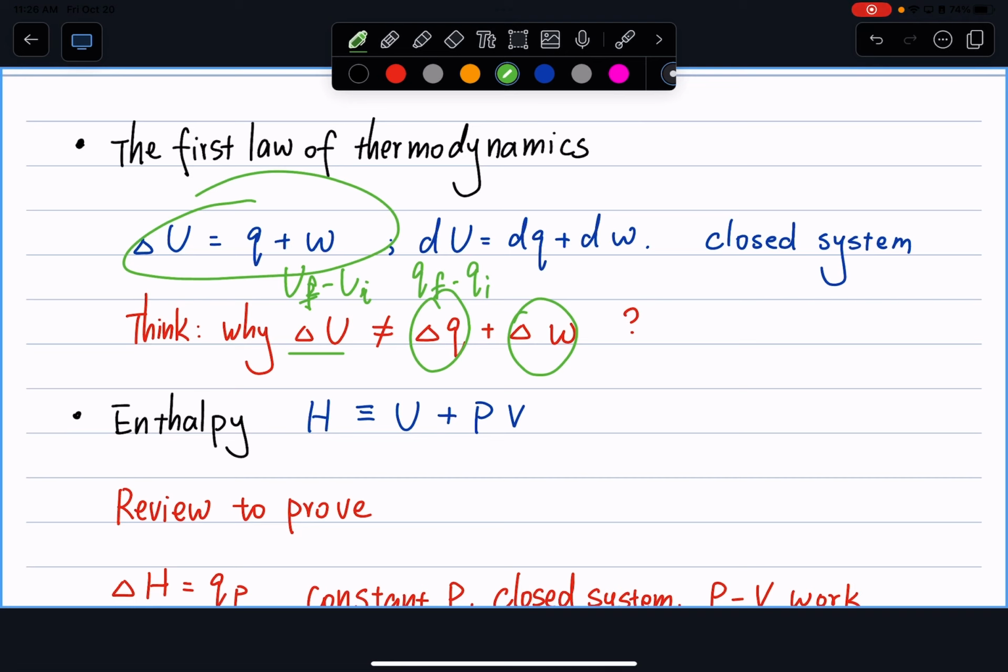Right, so do not write delta Q or delta W. It makes us very upset, and it will confuse yourself. You'll be like, I don't know how to calculate Q for a specific state because it's not in existence.